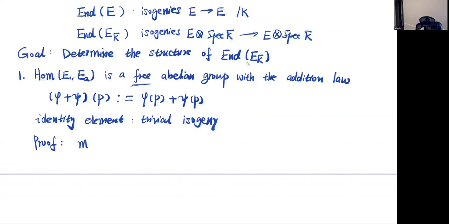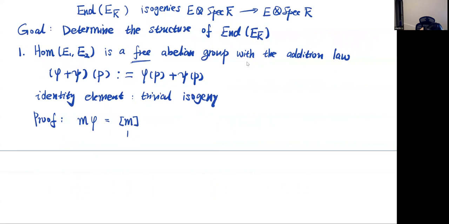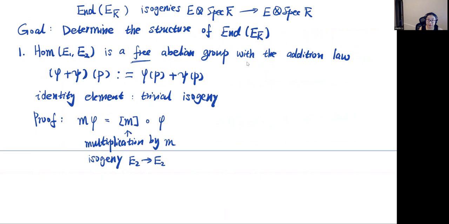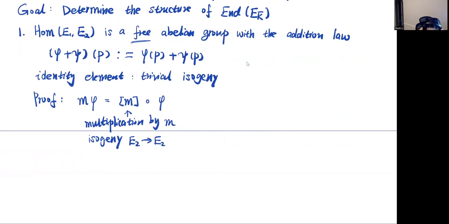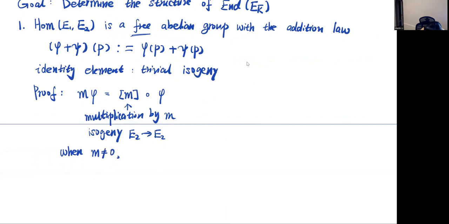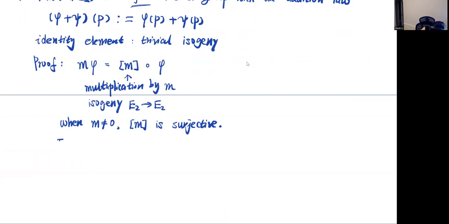If I consider m times an isogeny phi, this is the same as the composition of multiplication by m, which is itself an isogeny from E2 to E2, composed with the isogeny phi. And this multiplication by m map, when m is not zero, is surjective. Okay. So then the composition of two surjective maps, or the composition of two dominant maps between algebraic curves, is dominant.